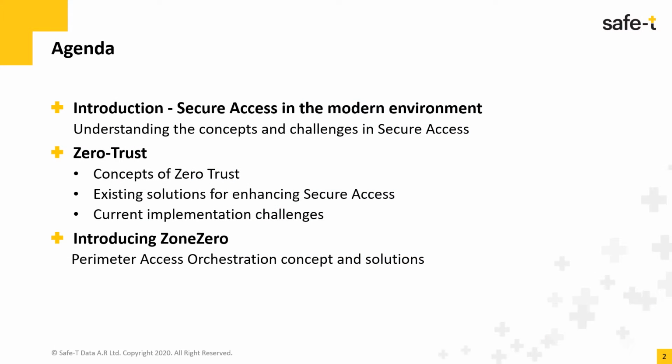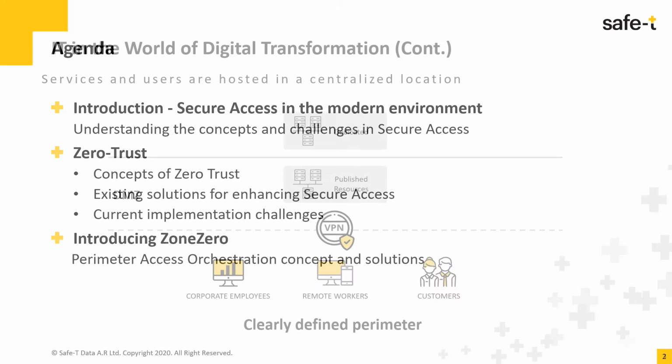Our agenda today will include three main items. We'll start with an introduction to secure access in the modern environment and the challenges organizations face in today's world of digital transformation. We'll go over the concepts of traditional secure access and their main limitations, especially in legacy environments. We'll then talk about zero trust, different concepts of zero trust, common implementations and challenges, and finally we'll introduce ZoneZero, perimeter access orchestration, the concept and the various solutions.